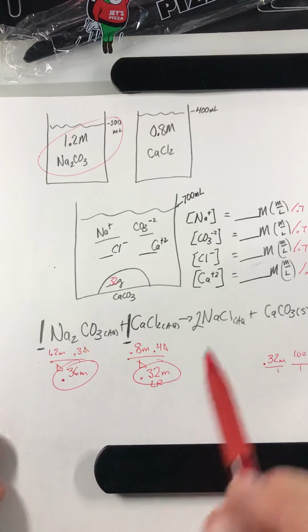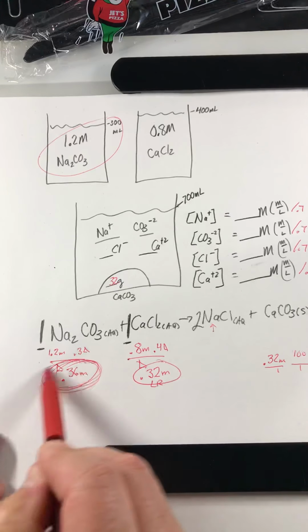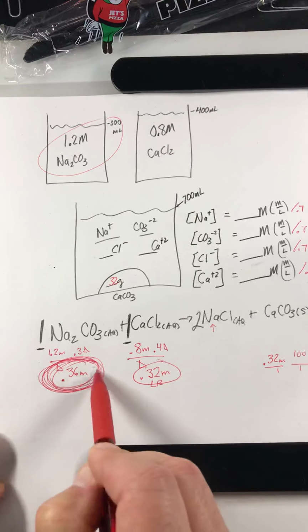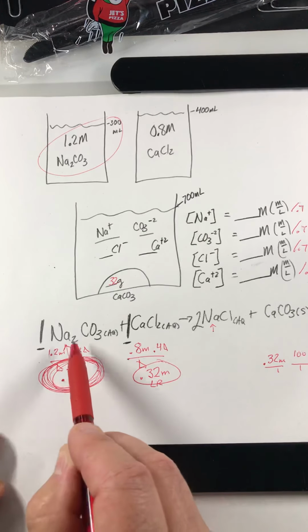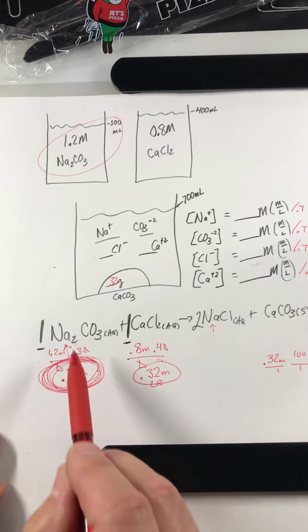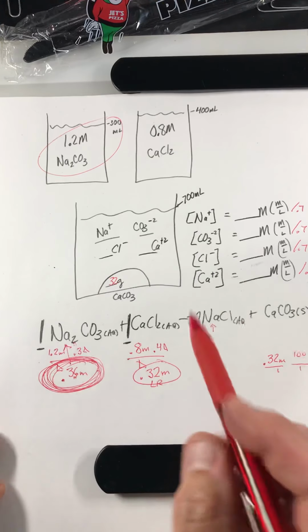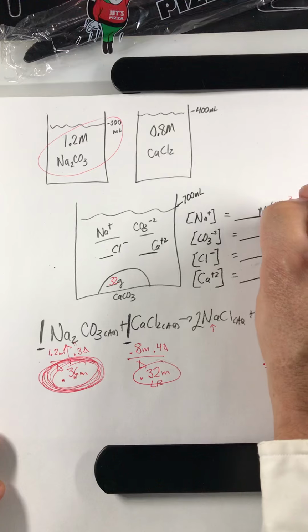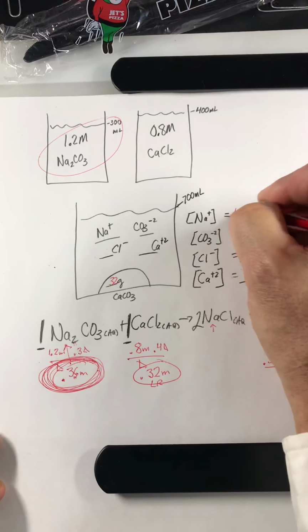Let's do sodium first. It's a spectator. Anybody want to take a wild guess how many moles of sodium we're going to have? Well, then you would do half of it. So. Half of it or double it? 0.36 times 2 divided by 0.7. Done. What'd you get? 1.03. There's our concentration.